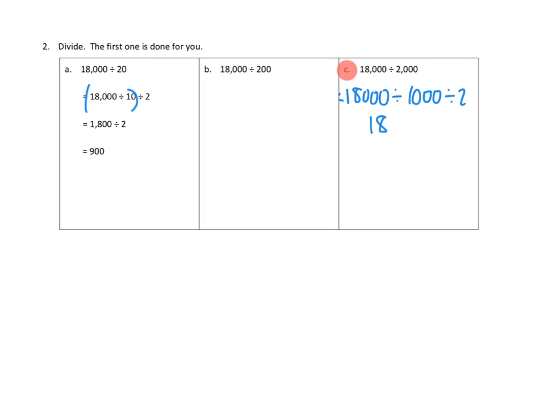So now we have a simpler problem. We have 18 divided by 2, and that one I can do with mental math. That is simply equal to 9. Awesome. So 18,000 divided by 2,000 equals 9.